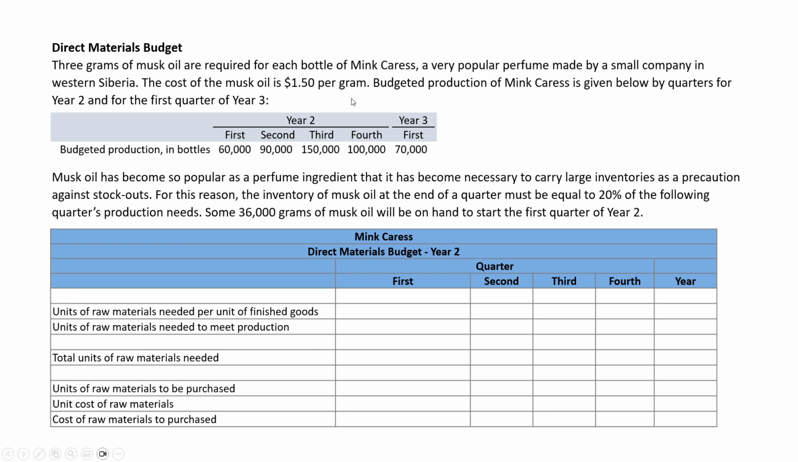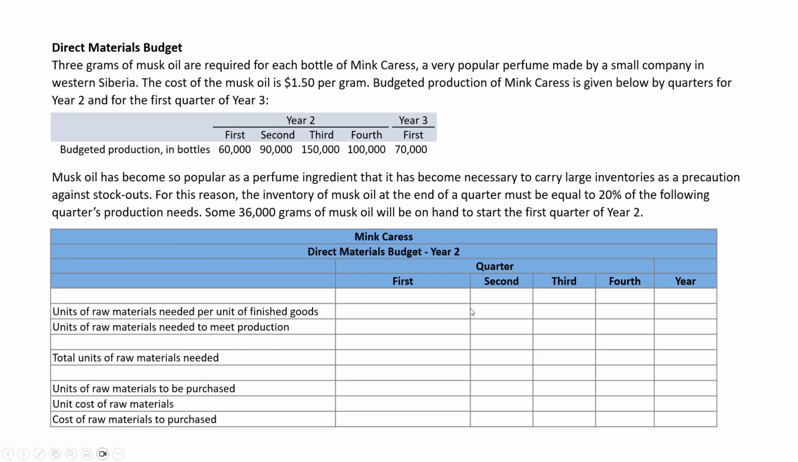For this scenario, we're going to be a perfume manufacturer, and the only material that we're going to focus on is the musk oil. And I want to note, for each bottle of this perfume, it requires 3 grams of musk oil. That's sort of a buried fact here. 3 grams of musk oil for each bottle of perfume.